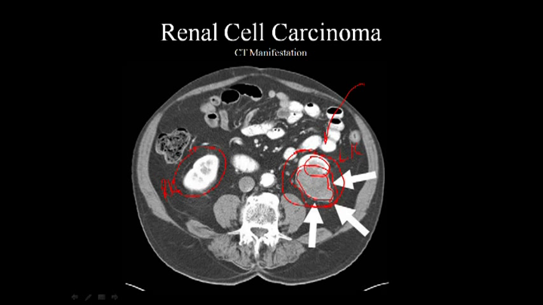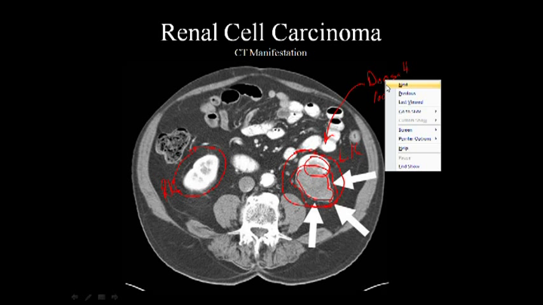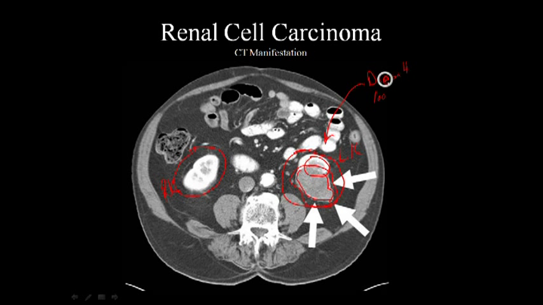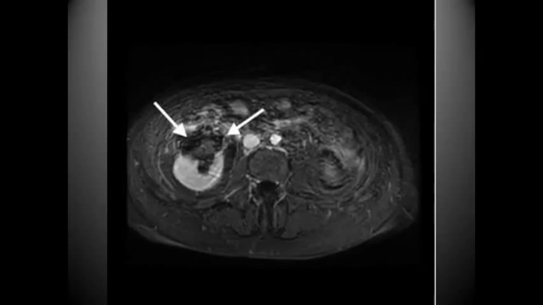But notice that it doesn't look like a renal cyst. That's what you're looking for, that something doesn't look like a renal cyst. So there is a wide difference between what a renal cyst looks like and what an abnormal renal collecting system with a renal cell carcinoma looks like. And we have that here. Renal cell carcinoma.